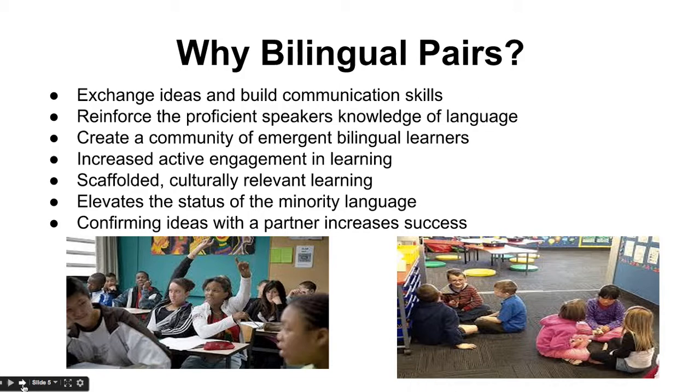Why bilingual pairs? Well, to exchange ideas and build communication skills, but also to reinforce proficient speakers' knowledge of language while also supporting a student's ability to learn and acquire new language. It helps to create a community of emergent bilingual learners of which all of our students are a part. It increases active engagement in learning. Students themselves can provide scaffolds and culturally relevant opportunities. It's also an ability to raise the status of the minority language or Spanish. Confirming ideas with a partner always increases student success. That's why we encourage bilingual pairs.